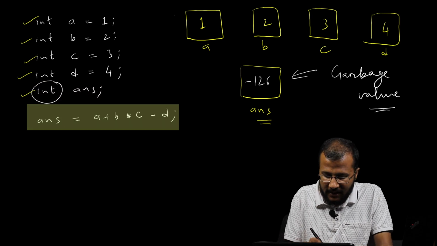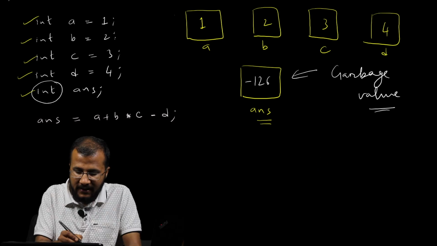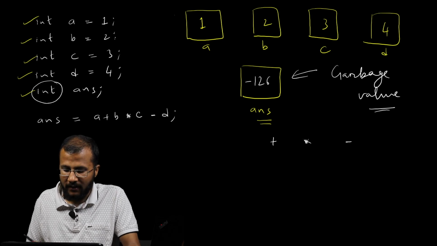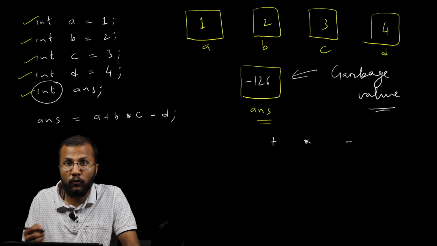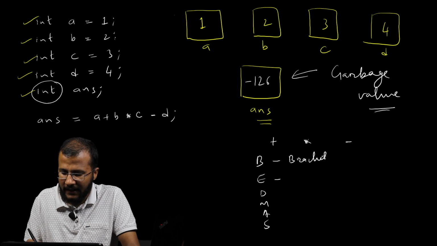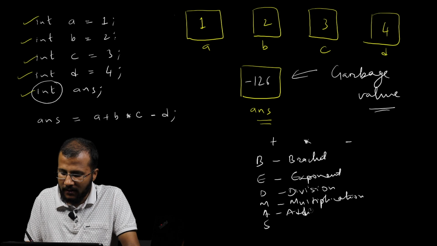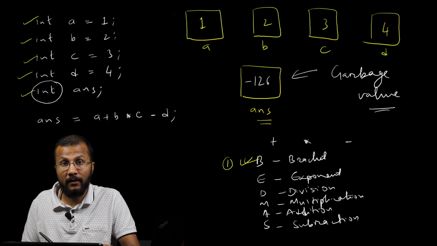Now let's talk about this expression. I am trying to evaluate A plus B times C minus D. In this expression there are many operators: there is plus, there is star for multiplication, and there is subtraction. Now which one is evaluated first? That priority is decided by a rule that we have already studied in high school maybe, right? The BEDMAS rule. B stands for bracket, E for exponent, D for division, M for multiplication, A for addition and S for subtraction. So the bracket has the highest priority, let's say priority number 1.